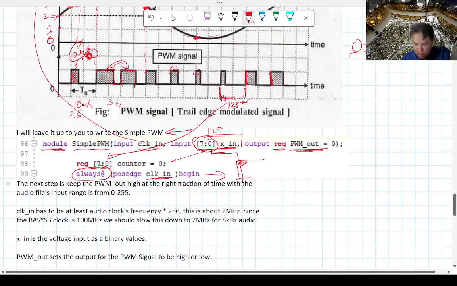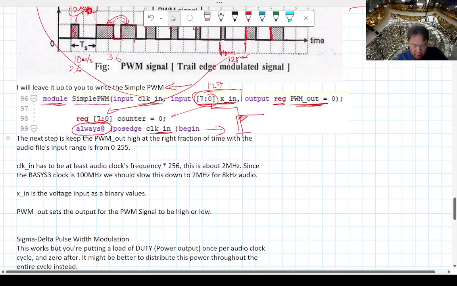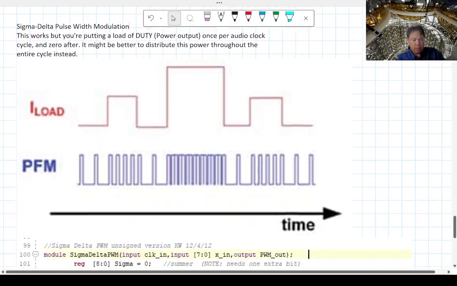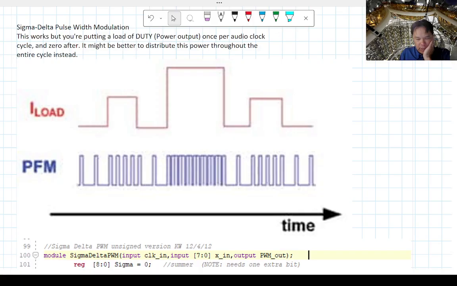And I will let you write that. I think that's a fun little exercise to do this simple pulse width modulation, okay? What I'm going to show you how to do is a slightly fancier version of it, which is known as sigma delta pulse width modulation, okay?